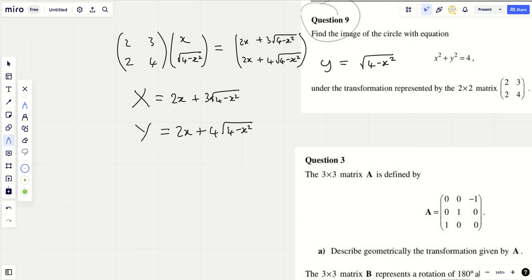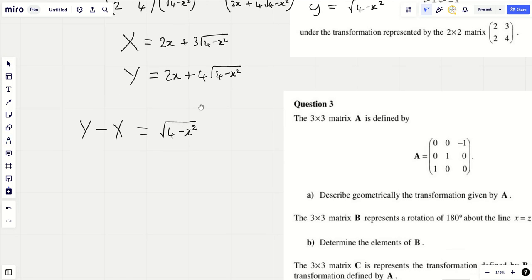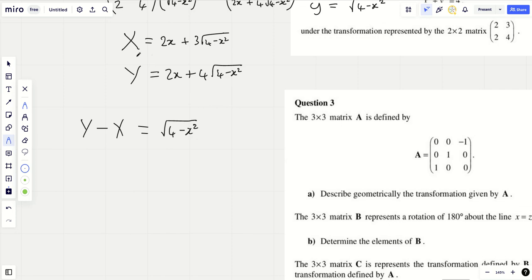First thing I thought was, well, that's very similar to that. In fact, I could say that y take away x is just, well, 2x minus 2x is nothing. 4 root 4 minus x squared minus 3 root 4 minus x squared just leaves 1 root 4 minus curly x squared. And I thought, okay, haven't eliminated the parameter, but I've at least made it a bit nicer. And I thought to myself, well, if only I could rewrite y and x in terms of root 4 minus x squared in another way. That's what I started to think about doing. It wasn't an instant solution. It took me a little while thinking.